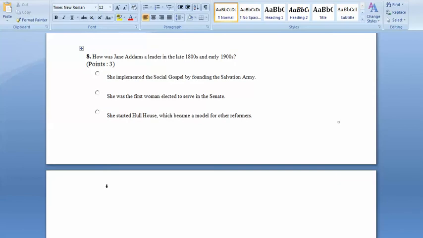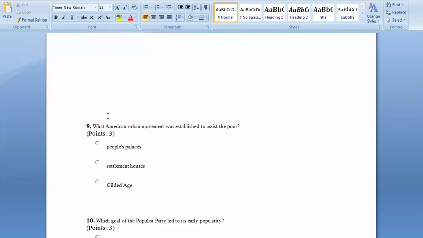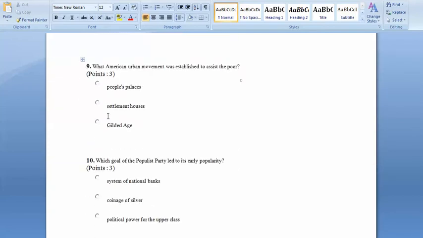Number eight, how was Jane Addams a leader in the late 1800s and early 1900s? She implemented the social gospel by founding the Salvation Army. She was the first woman elected to serve in the Senate. She started Hull House, which became a model for other reformers. Number nine, what American urban movement was established to assist the poor? People's palaces, settlement houses, or Gilded Age?